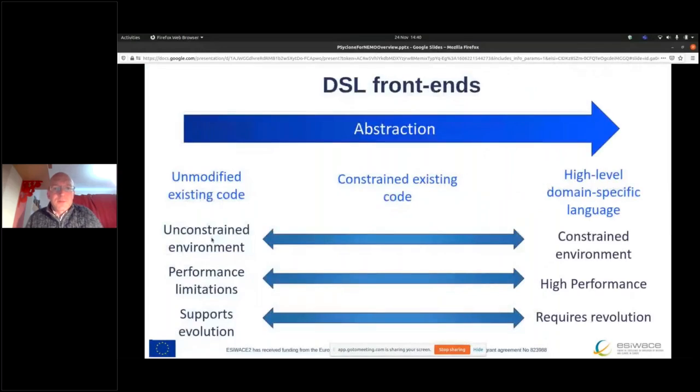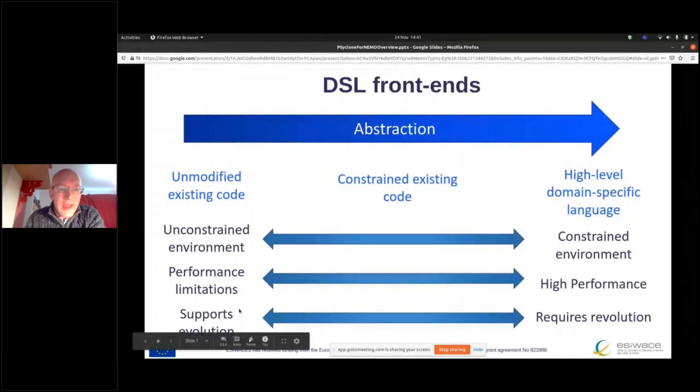So in terms of front ends, or domain-specific languages, rather, I should say, there's a sort of continuum going from the left, where you have completely unmodified existing code. That's where we are now. It supports evolution. It's where the scientists are and where they're happy. But it has performance limitations. So, for instance, for NEMO, that means you can't run on GPU.